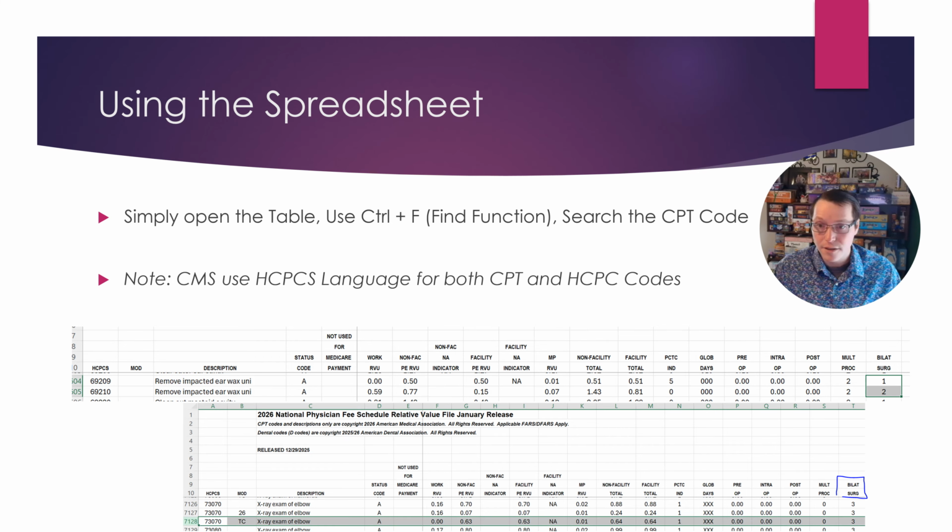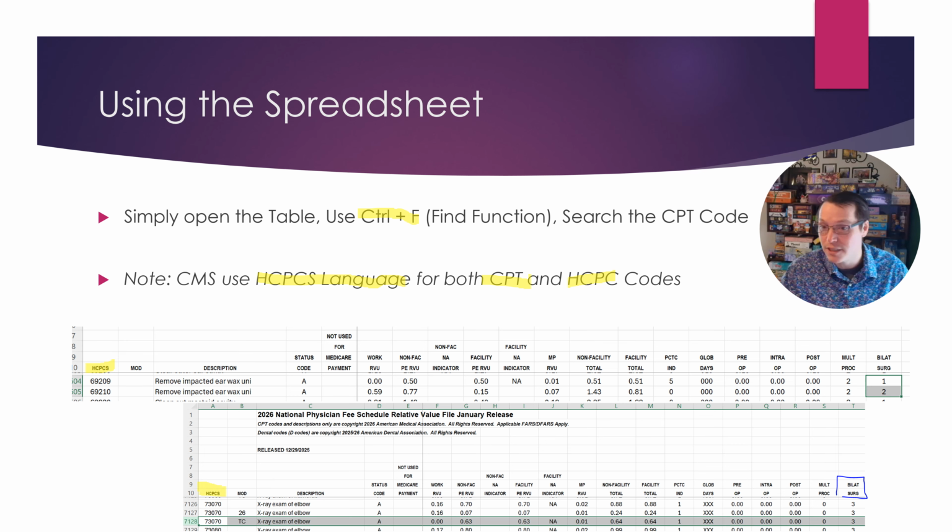One option that you can do is use the spreadsheet. Like I said, that's my favorite way, just because I like spreadsheets. All you have to do is simply open the table, then use Control F. That's your way of searching in any Windows program, and then simply type out the CPT code that you want. Note CMS uses HCPCS language for both CPT and HCPCS codes. That's just something you're going to have to get used to when you're reading any of their literature.